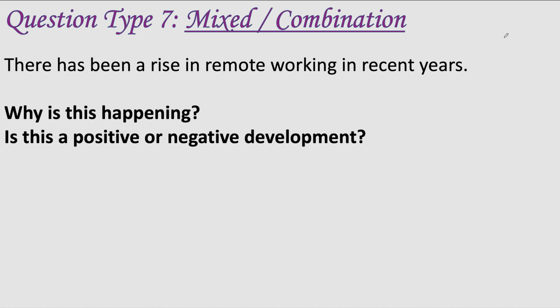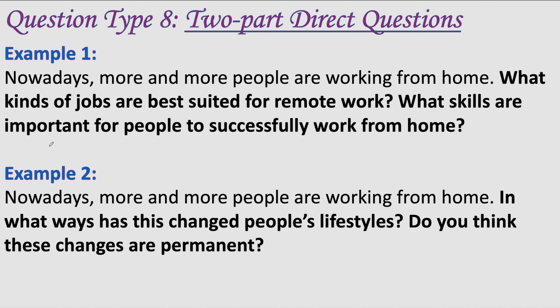A combination question means any two questions from the question types we have discussed. A common combination is reason plus is it a positive or negative development. Make sure you answer both questions clearly. The last question type also has two questions. The difference is that the questions don't fit any of the question types we have discussed till now. So we call them direct questions. You must answer both questions clearly.